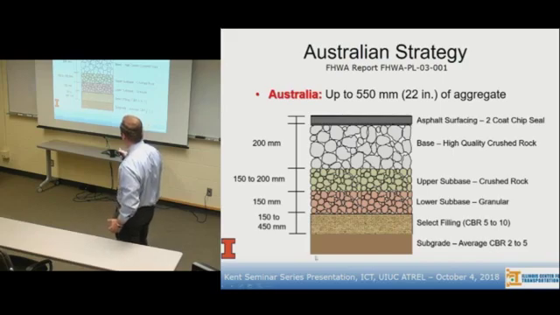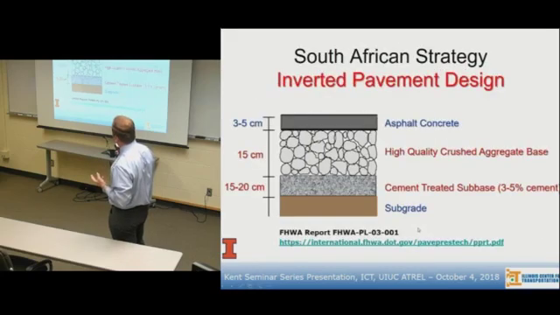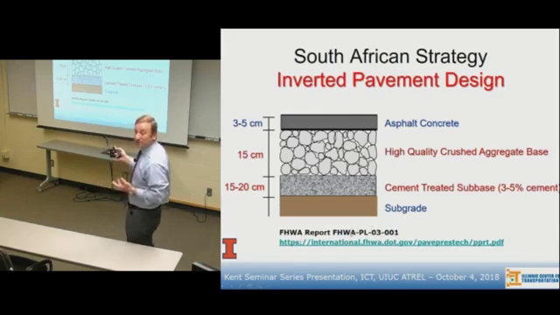Maybe I should be using my mouse here for everyone. Lower, upper, and then base. Base quality is quite high because with that kind of a thin 2-coat chip seal, there's a lot of stress coming into this granular base, right? Better be high quality. This is the Australian design. Building up from the ground up, and then you don't have such thick asphalt concrete layers. A similar design is South Africa's, and this is the inverted pavements.